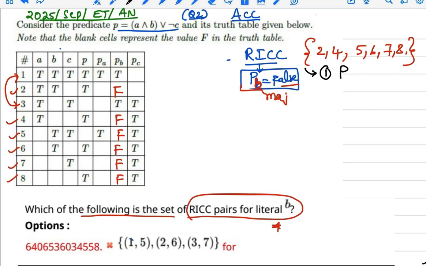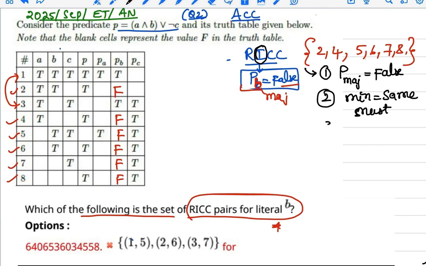PB, the predicate with major clause, must be false. Whenever restricted I is there, GICC, RICC like this, you can use false. Major clause must be false. And second one, the minor clauses are fixed or identical. So what are the minor clauses? They must be the same, identical.